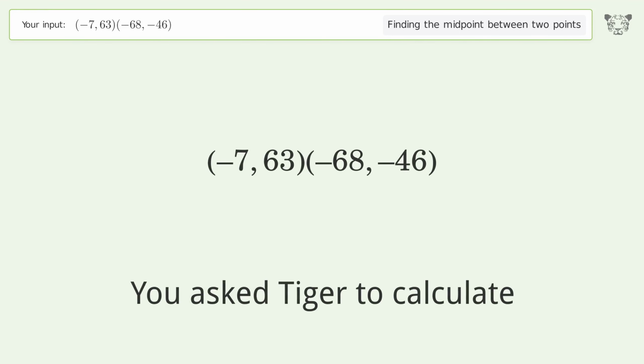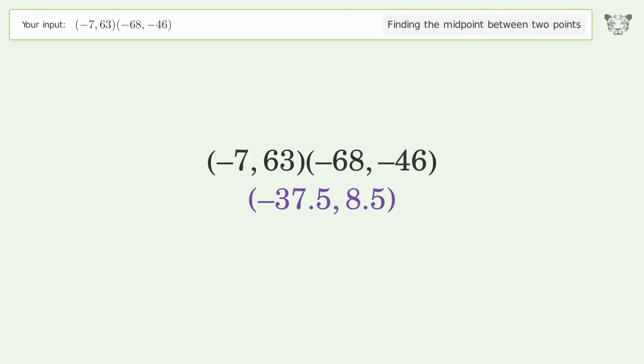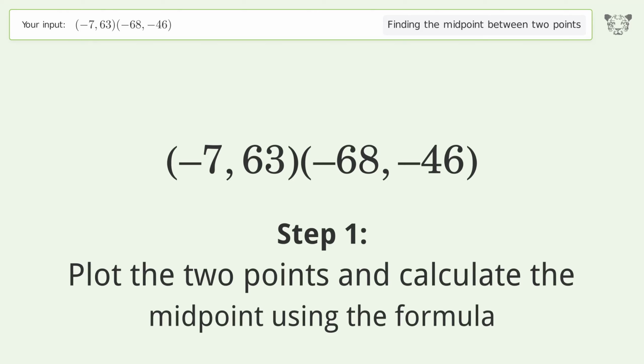You ask Tiger to calculate. This deals with finding the midpoint between 2 points. The midpoint between the 2 points is negative 37.5, 8.5. Let's solve it step by step. Plot the 2 points and calculate the midpoint using the formula.